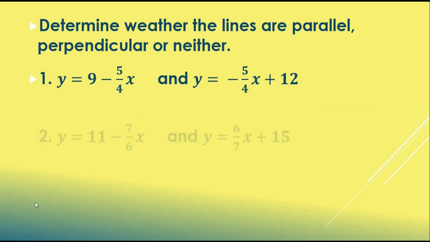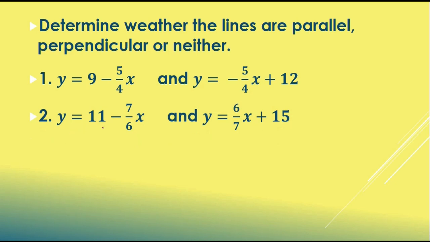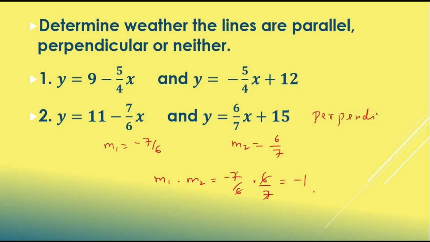Next example. Yet another example. Y is equal to 11 minus 7. So m1 here is minus 7 over 6. What is m2? Invert. Are you getting the inversion? m2 is 6 over 7. When you invert this one, it will be 6 over 7 with opposite sign. So when you multiply m1 and m2, you get minus 7 over 6 multiplied by 6 over 7. The 7s and 6s cancel, giving negative 1. So these two are perpendicular lines. They intersect at a 90 degree angle.